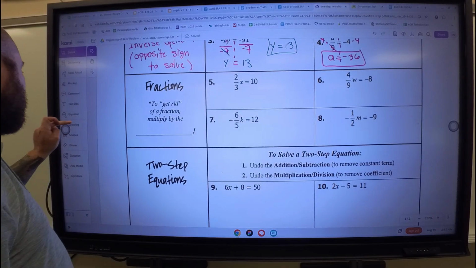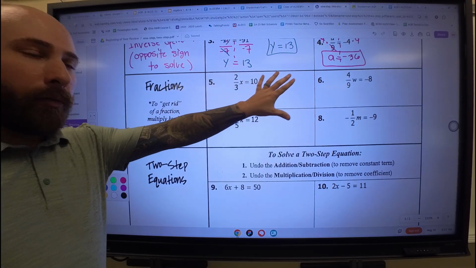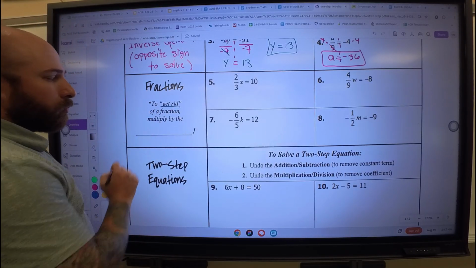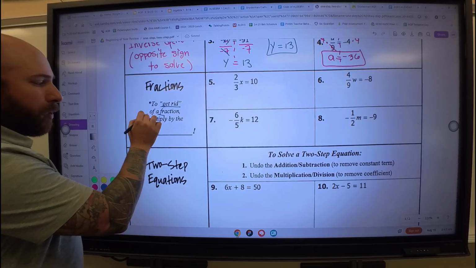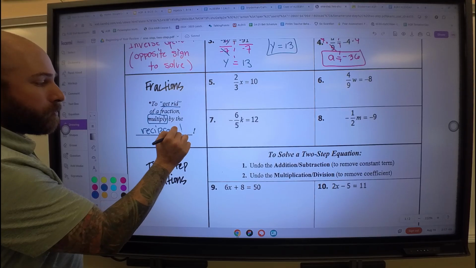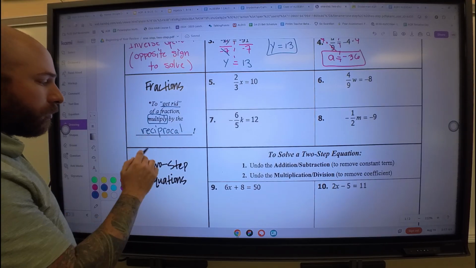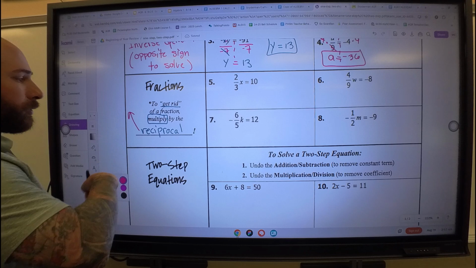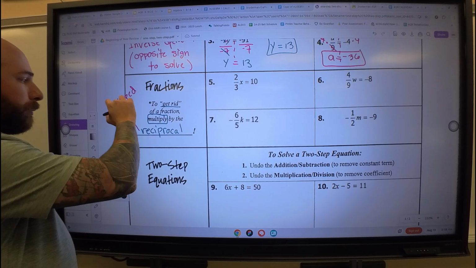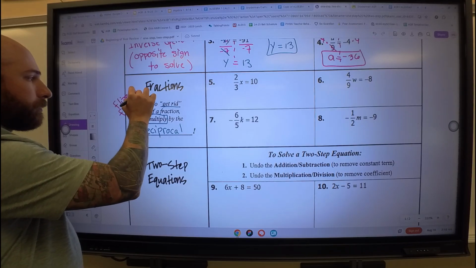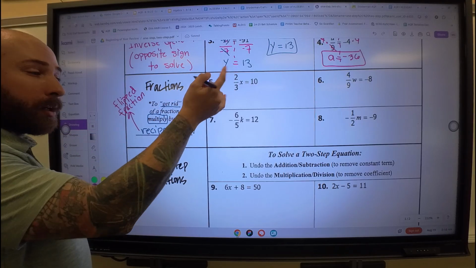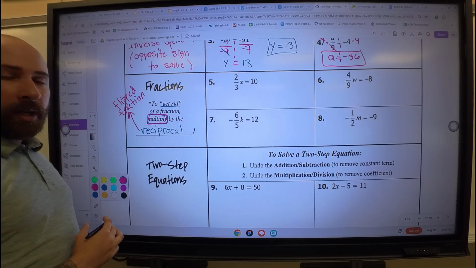Now, the last thing that we did in class today was dealing with when we have fractions with these one-step equations. And what we're going to do is we are going to get rid of the fraction by multiplying by what we call the reciprocal. Now, you might have heard that term before, but another way to think about what the reciprocal is, it is the flipped fraction. So we're going to take whatever our fraction is that's being multiplied here, and we're going to flip it and multiply both sides by it.